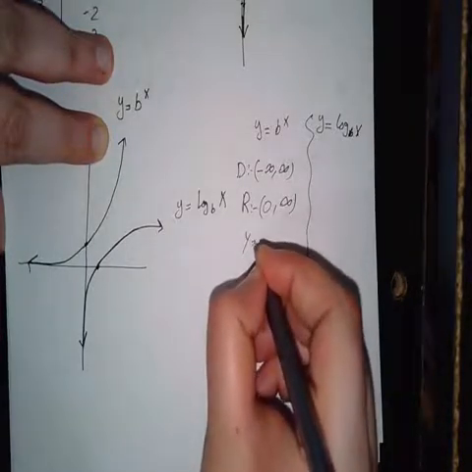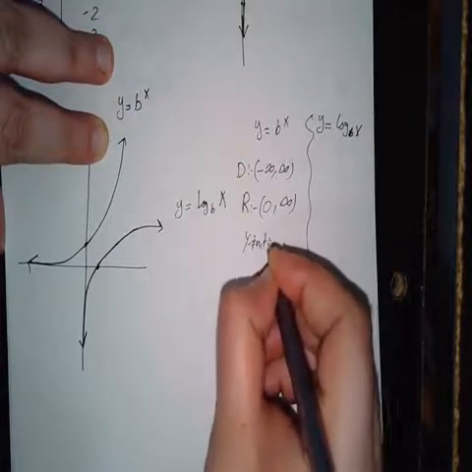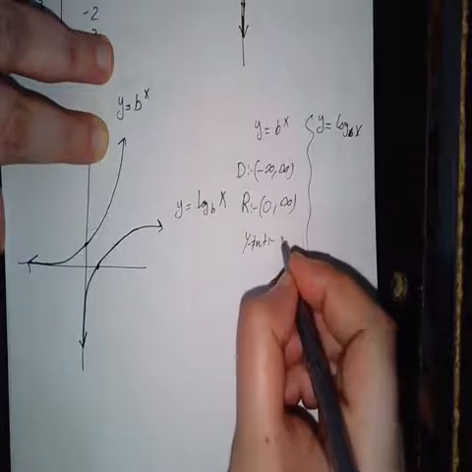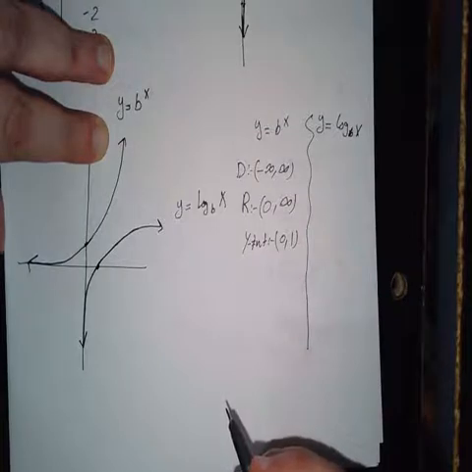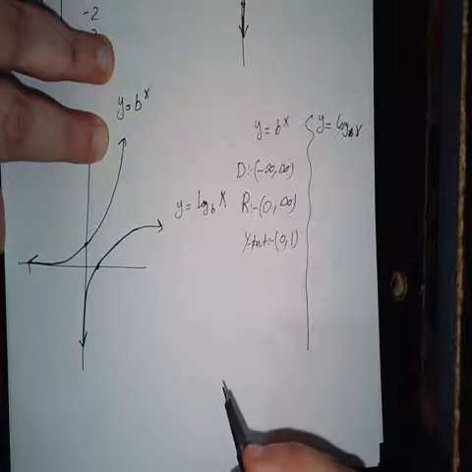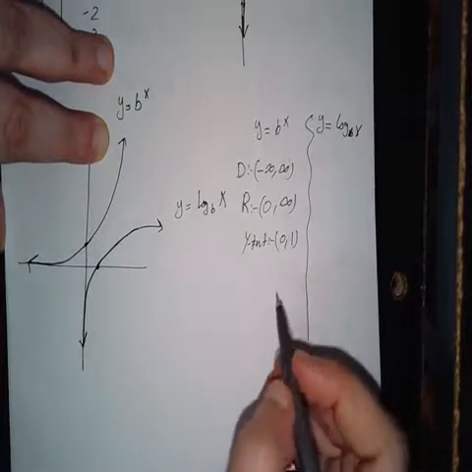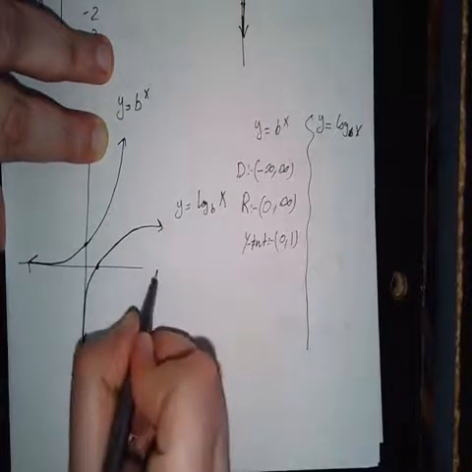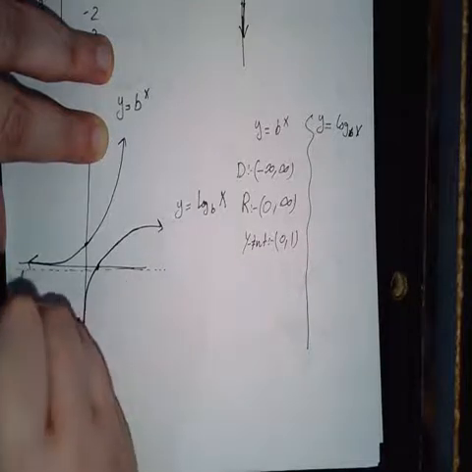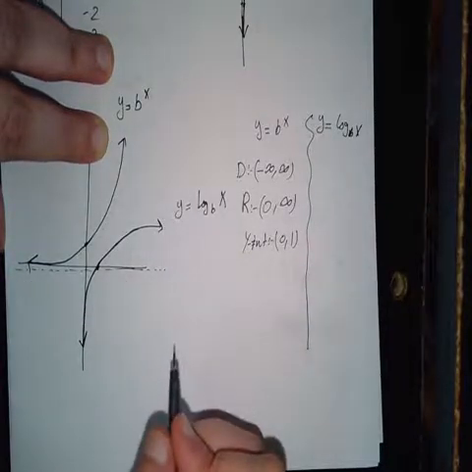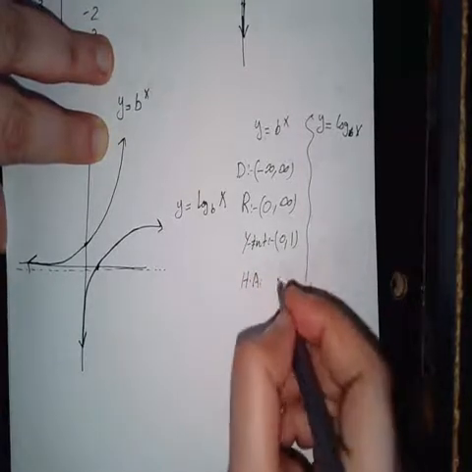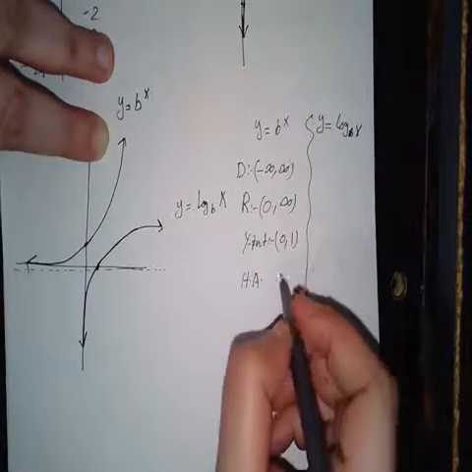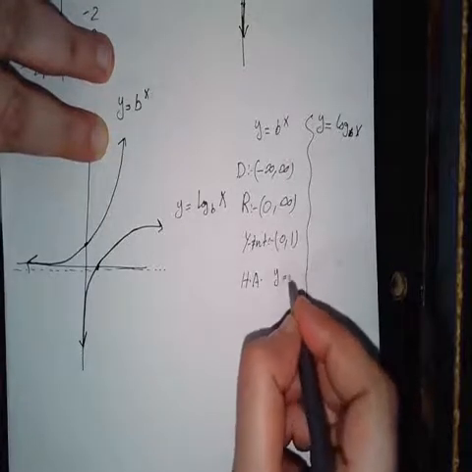Y-intercept would be the point 0, 1. This is the point it passes through. It has a y-intercept for the exponential functions. Also, you can technically have a horizontal asymptote at the x-axis because it will never touch 0. So you can say it has a horizontal asymptote at y equals 0.